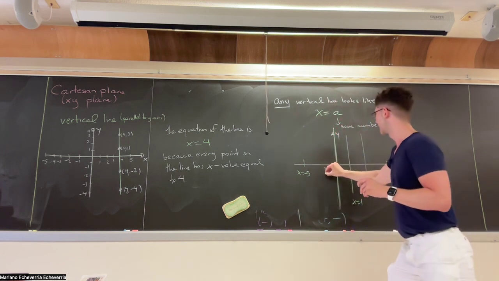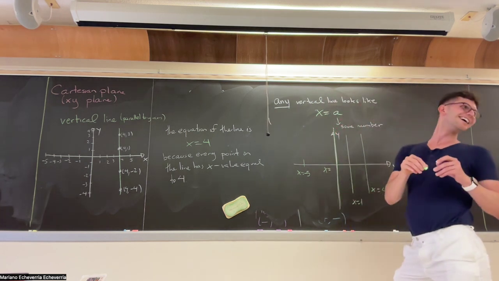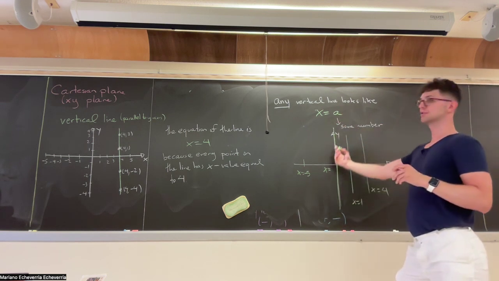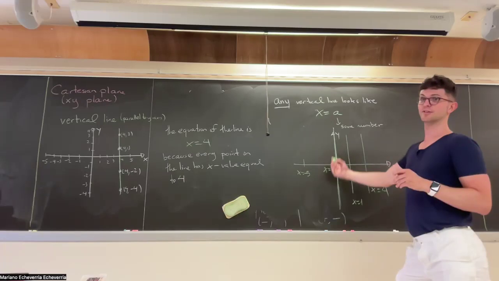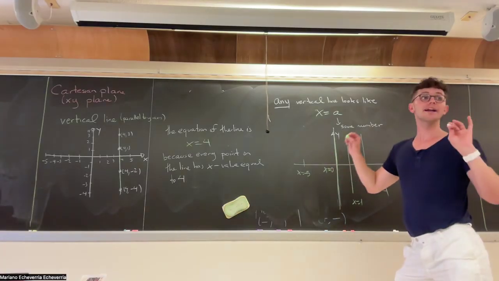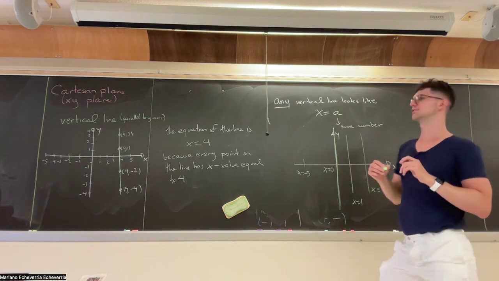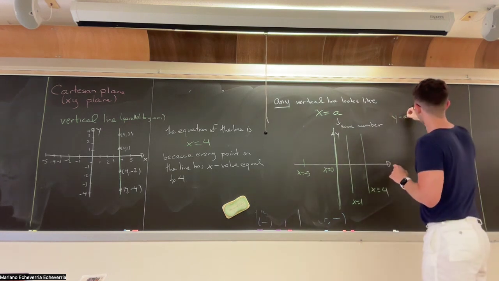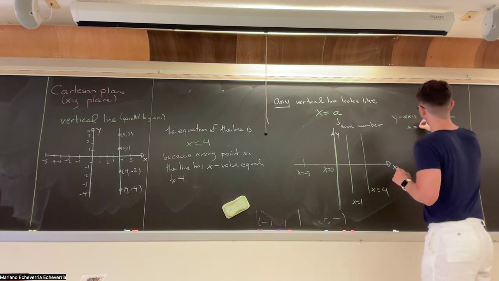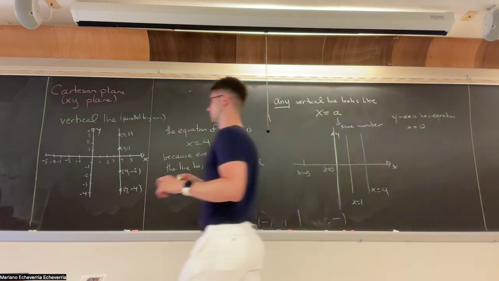What should I put here? x equals what? It's 0, because it's passing through the origin, which is 0, 0. So that's actually important. The y-axis has equation x equals 0. That's a pretty useful thing to remember.